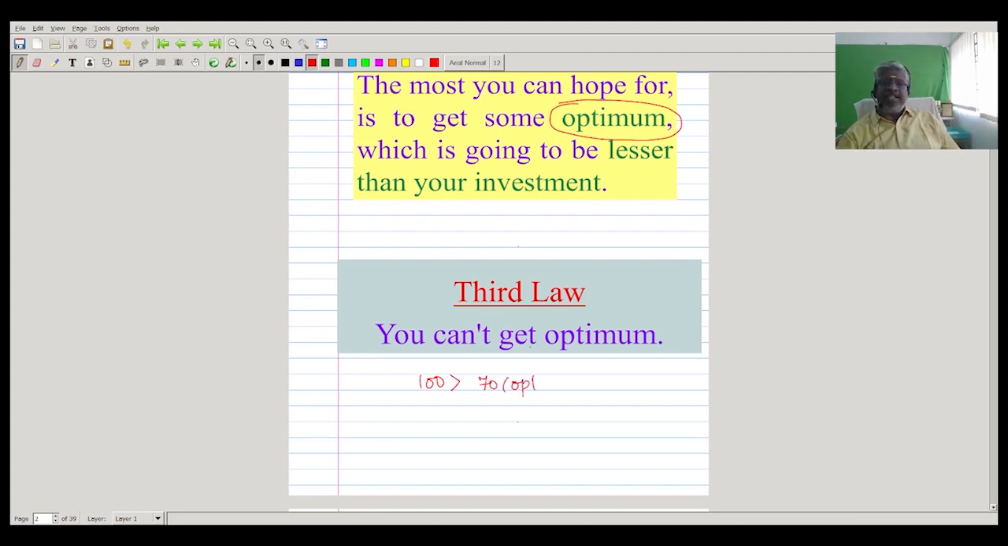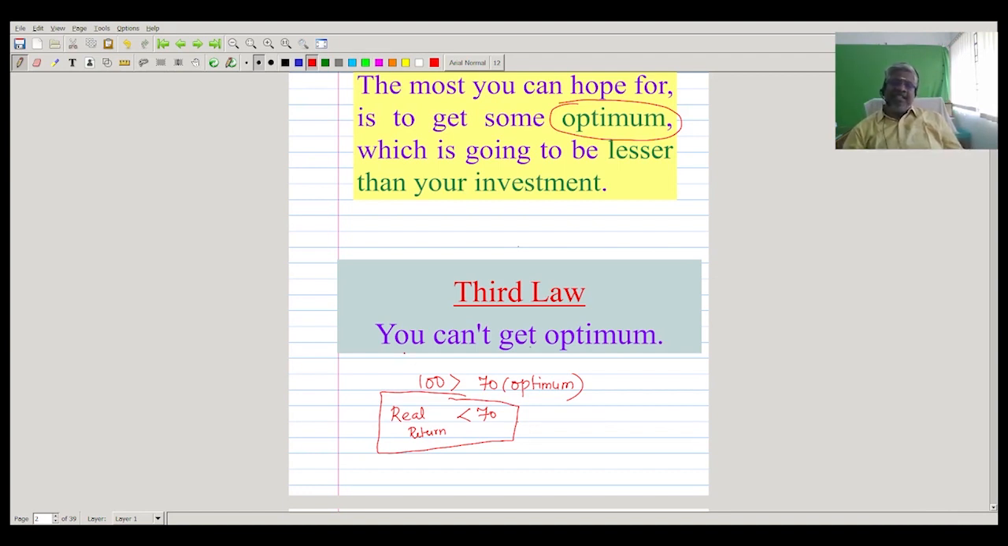Say you are selling eggs. In this case, the optimum is going to be 70 rupees according to the second law of this business model. What the third law says is it is not possible for you to get the 70 rupees. It is going to be lesser than this. So your real return is going to be lesser than 70 rupees. So in this case, what's going to be your decision, students? Definitely, nobody is willing to start the business with this type of conditions, isn't it?